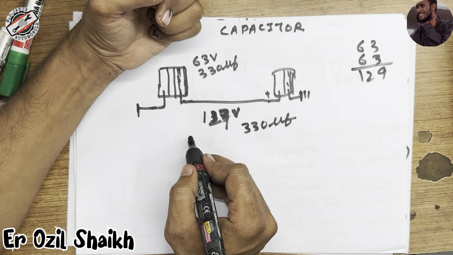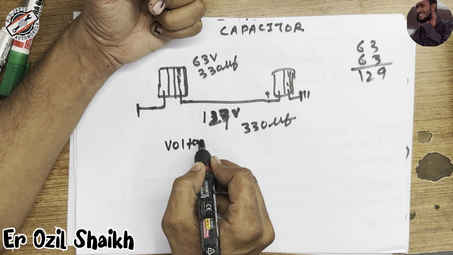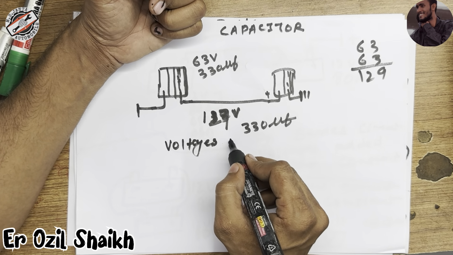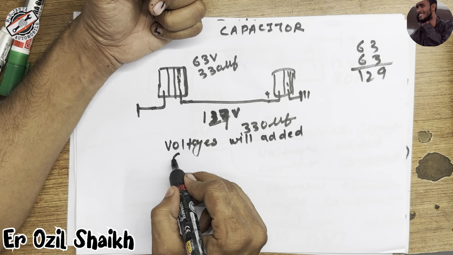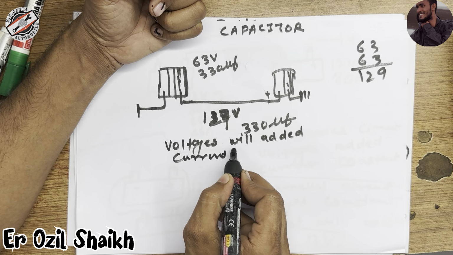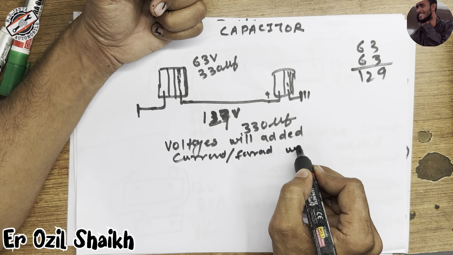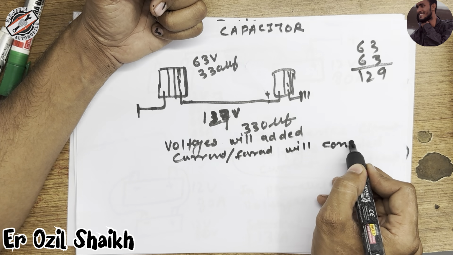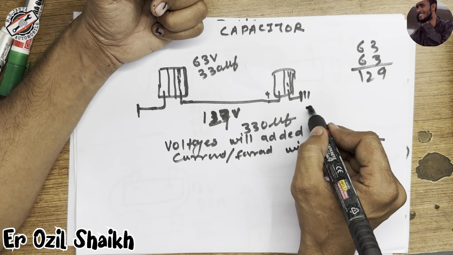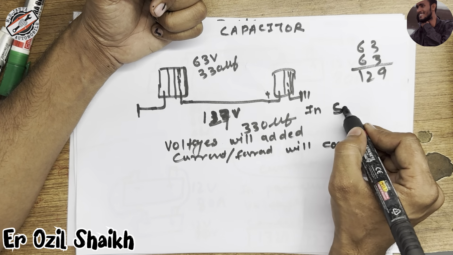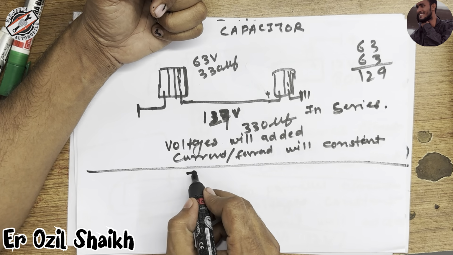So we can also say that voltage will be added, current will be constant, or you can say farad will be constant. In what condition? In series.